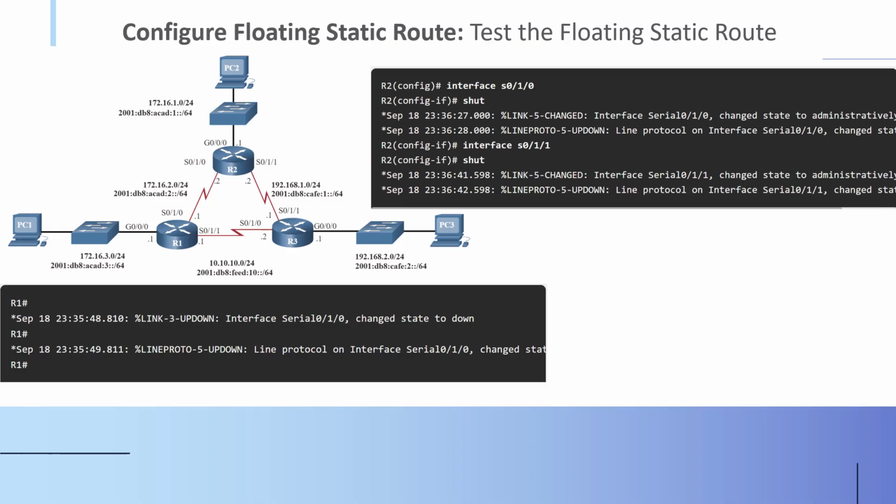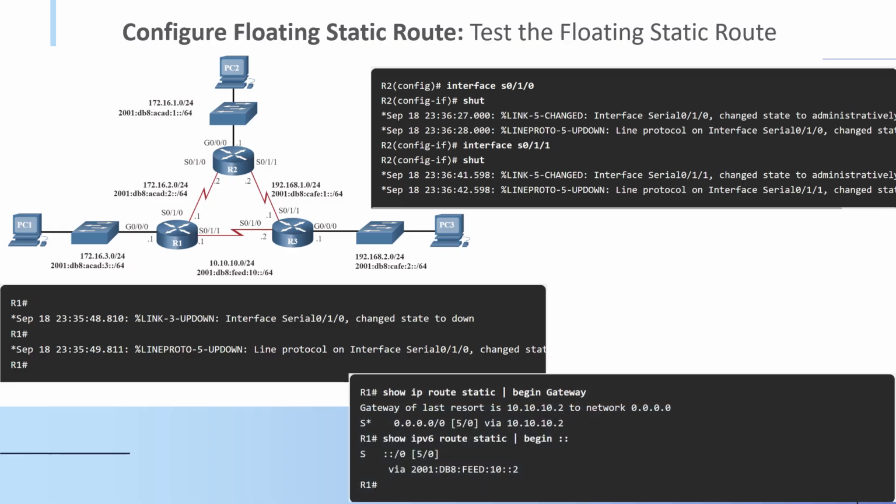And now a look at the IP routing table of router 1. We will verify that the floating static default route is now installed as the default route, pointing to router 3 as the next hop router. So if we go now to router 1 and use the command show ip route static, begin with gateway, as you can see, we are able to see the static route. So the gateway of last resort is by going through router 3 at the interface serial 0/1/0 with the IP address 10.10.10.2.